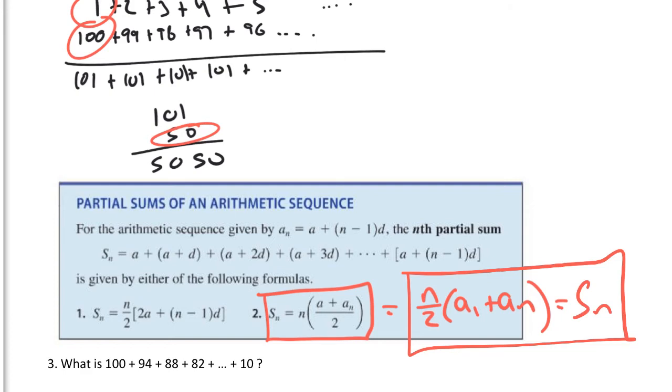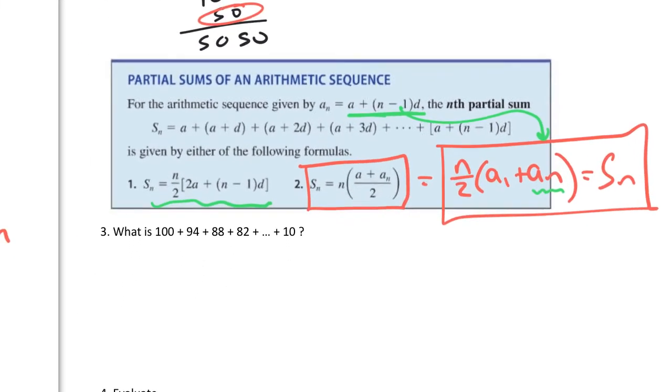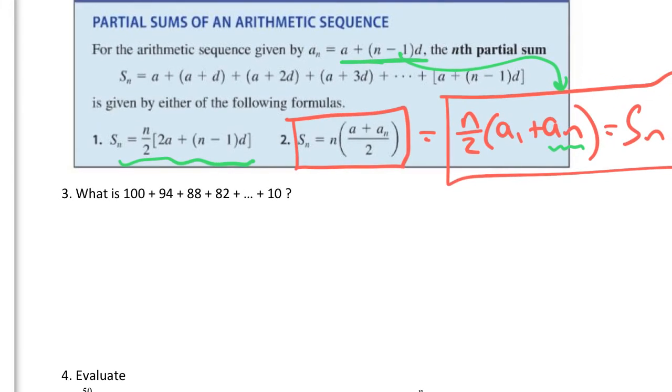Now, what the book is doing for this first formula is essentially saying, well, hey, we know what a sub n is. We have a formula for it. It's this. And so they're plugging that into there, and it simplifies out to this. Sure, you could memorize that formula. I think it's an extra formula that you don't need to memorize. So, number 3. What is 100 plus 94 plus 88 plus 82 all the way down to 10?